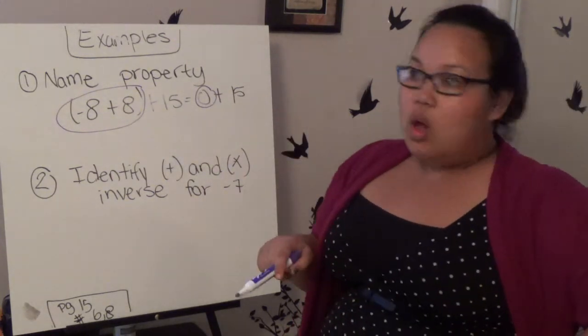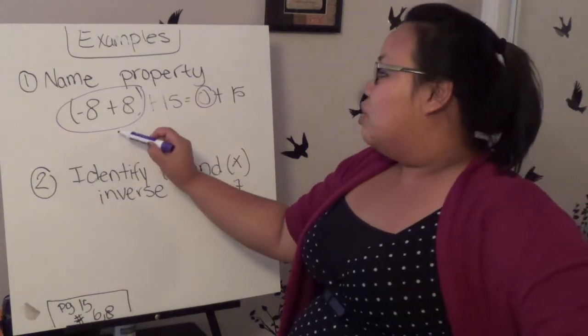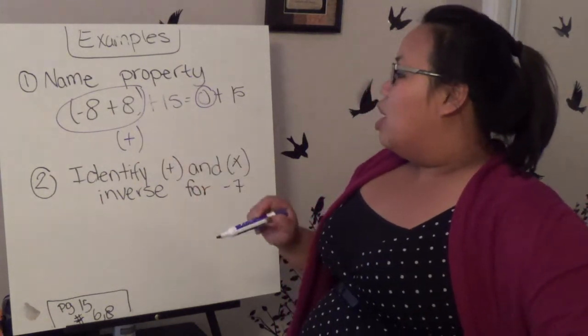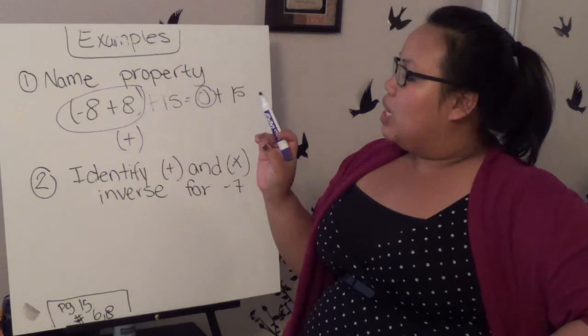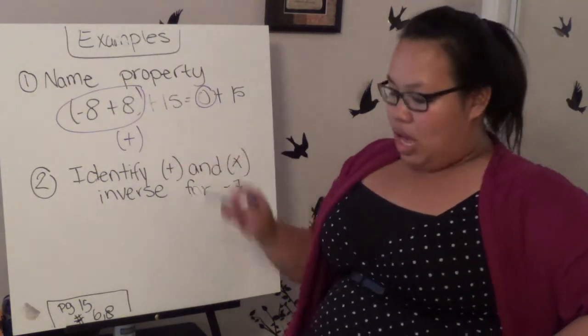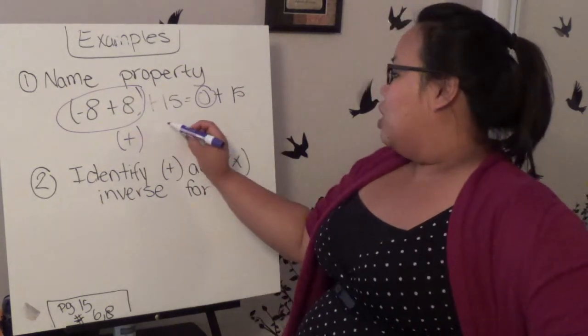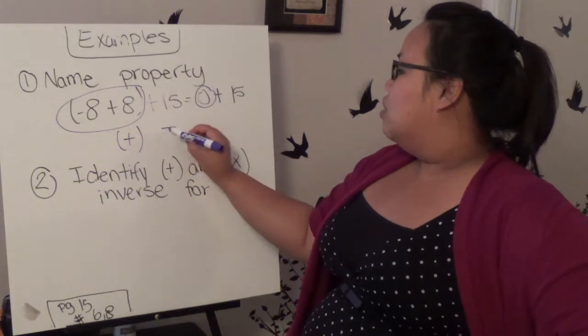What does that mean? Well, I know that I added, so it's an addition, additive property. But what specific property is it? Well, because it equals 0, it becomes our identity property. So it's addition identity.